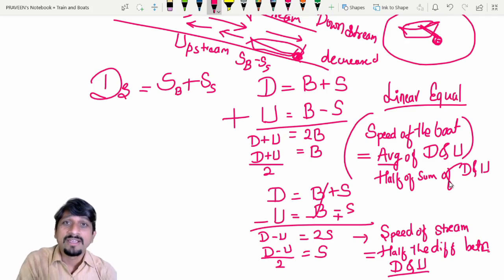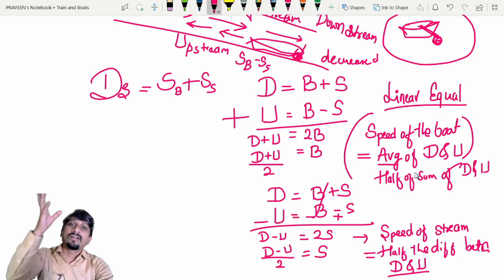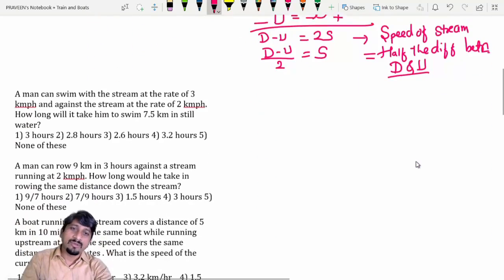Understood? Write down in your notebook: speed of the boat is equal to average of downstream speed and upstream speed, or half of the sum of downstream speed and upstream speed. Whereas speed of the stream is equal to half the difference between the downstream speed and the upstream speed. So once you understand these four pieces of information, that is, downstream speed is speed of the boat plus speed of the stream, upstream speed is speed of the boat minus speed of the stream, and these two things which we have been discussing, then you will be able to solve these questions very, very fast.